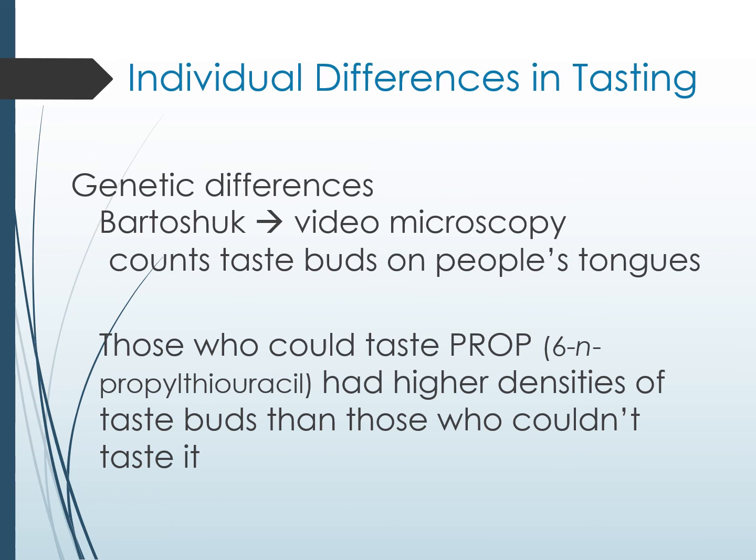One of the well-known researchers in the field of taste is Linda Bartoshuk, and she has looked at genetic differences. One of the things she's done is use video microscopy to count taste buds on people's tongues, and she found that people who could taste this chemical, 6-n-propylthiouracil, had higher densities of taste buds than those who couldn't taste it. They had more taste buds in the little areas where they were counting.